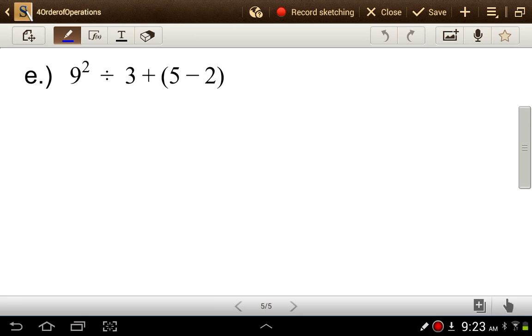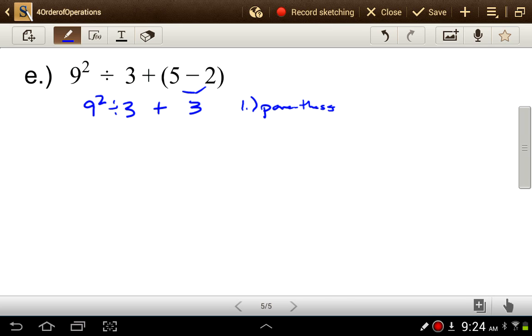Okay, in my next example, I got a lot going on. So first thing I notice is I have some parentheses. So first I'm going to do my parentheses. Okay, 5 minus 2 is 3. I rewrite the rest of the problem. 9 squared divided by 3 plus 3. Once I'm done with my parentheses, guys, you can drop the parentheses around the number. It's not doing anything to the number anymore.